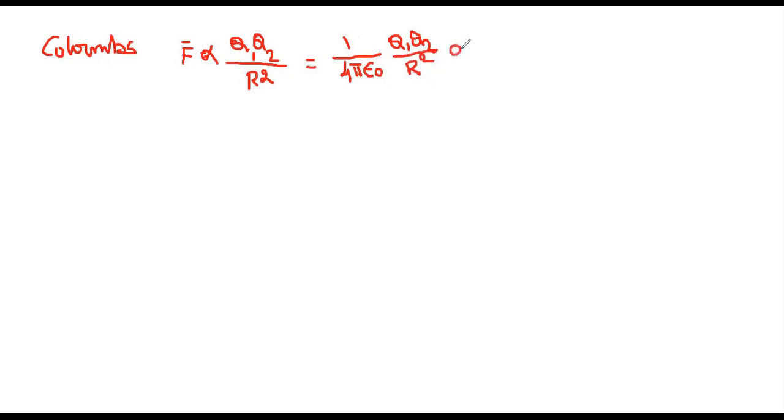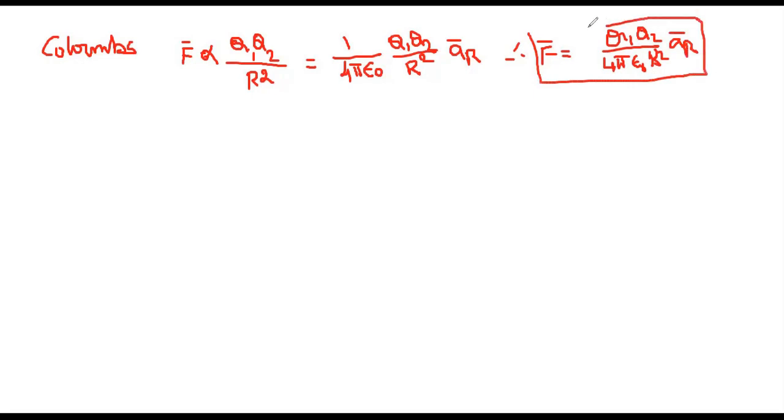Because force is a vector, it has AR bar, the unit vector. Therefore, finally, the F bar is equal to Q1, Q2 by 4 pi epsilon naught R square into AR bar. This is Coulomb's law, the force exerted.